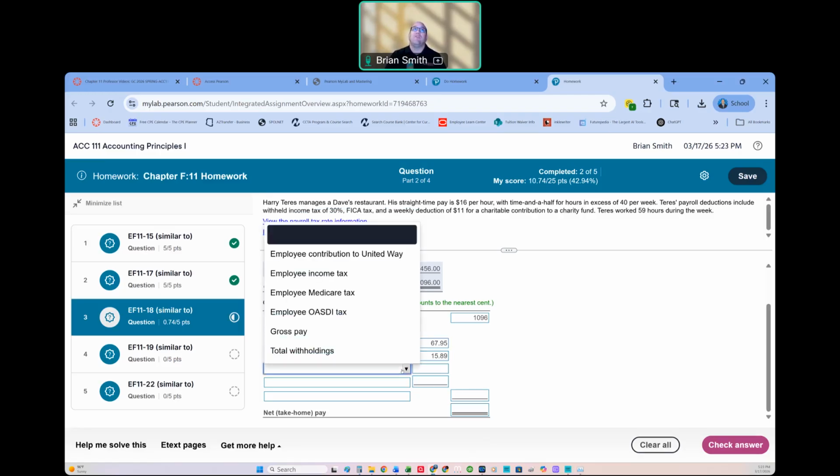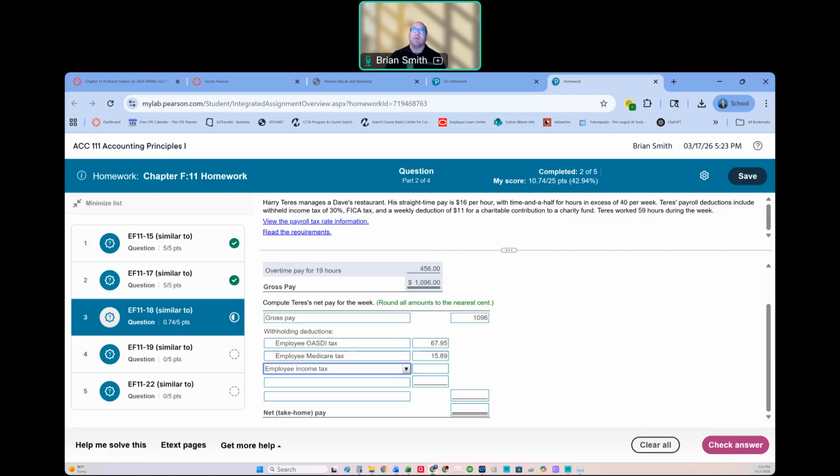Then it says payroll deductions include income tax of 30%. So for employee income tax, I'm going to take 1096 times 0.3 because it's 30% of it, which is ridiculous if that's what you're making. Let me tell you, 328 is what I got. Let me tell you this really quick.